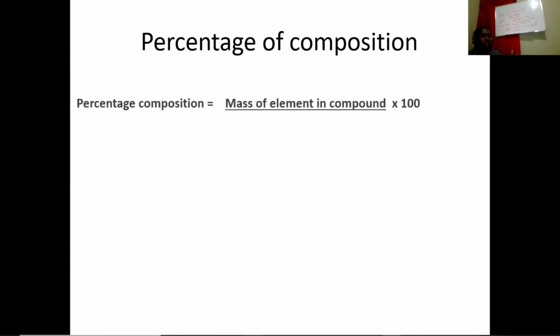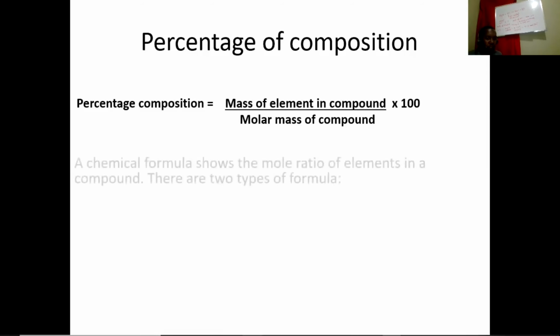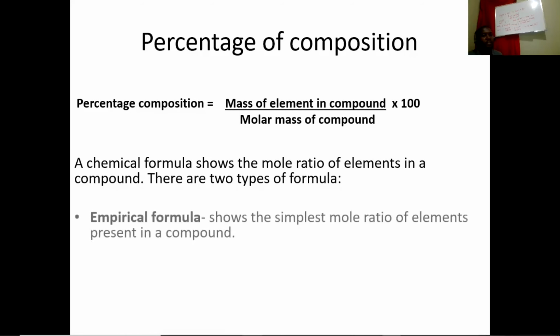So the percentage of composition means the mass of each element in a compound divided by its molar mass times 100, since it's a percentage. So what this is telling us is how much percentage of a compound each individual atom or element actually occupies, right? So that's what percentage composition tells us. A chemical formula shows the mole ratio of elements in a compound.